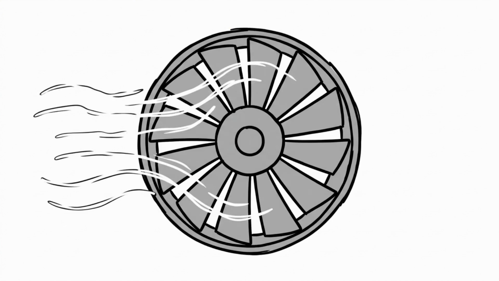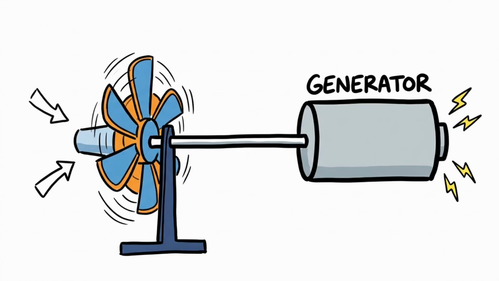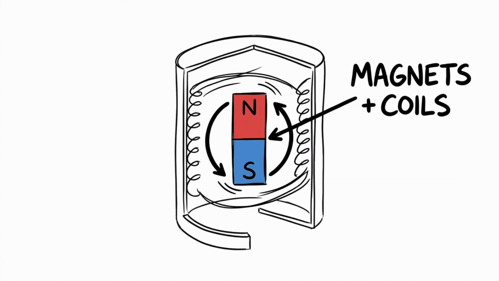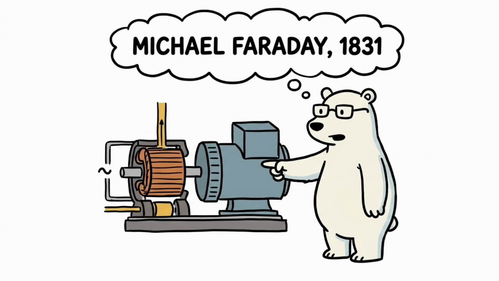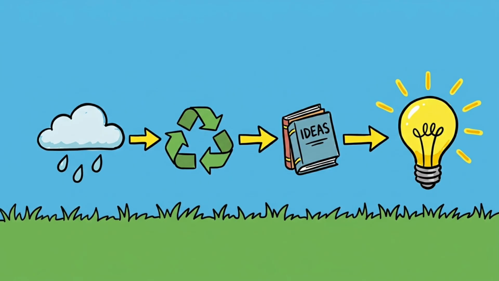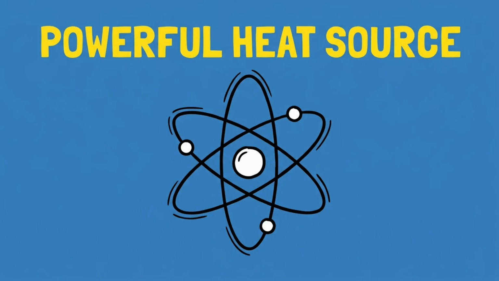That steam then rushes through a turbine, an enormous set of angled blades built to spin under pressure. As steam forces the blades to turn, that mechanical motion drives a generator, which uses spinning magnets inside coils of wire to produce electric current. This is the exact same principle Michael Faraday discovered back in 1831 with electromagnetic induction. It's the same idea used in wind turbines, hydroelectric dams, and coal plants. Nuclear power isn't inventing a new way to make electricity. It's just using an extraordinarily powerful heat source to do it.